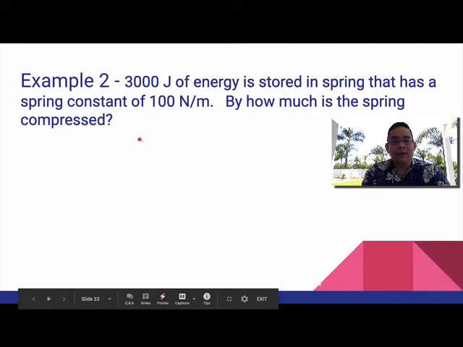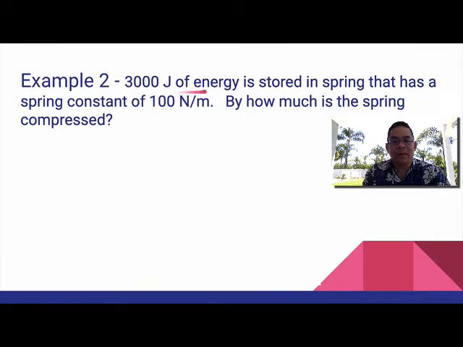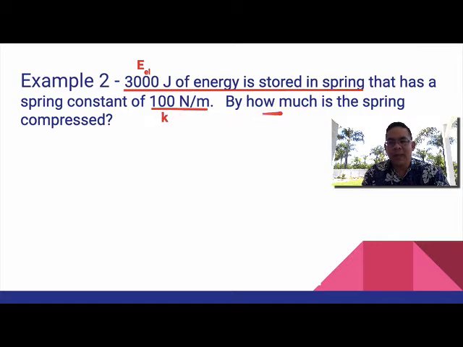All right, so example 2. This time we have 3,000 joules of energy stored in a spring that has a spring constant of 100 Newton per meter. By how much is the spring compressed? So when we look at this question, we know that we are given E elastic, and then we are also given the K value here. And this question of by how much is the spring compressed, we're actually looking for X. So that is our unknown.